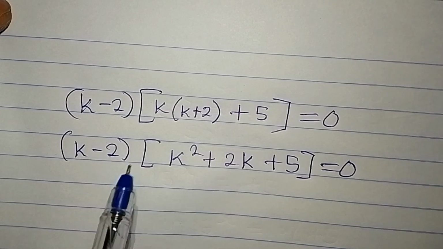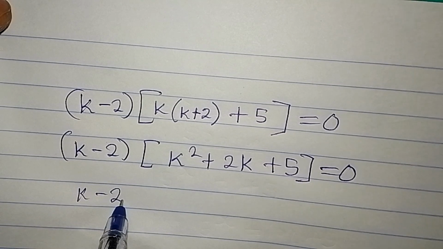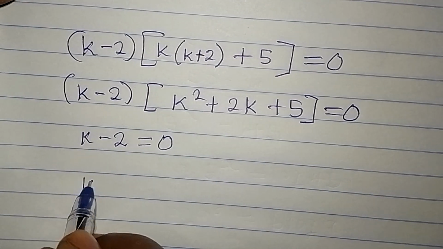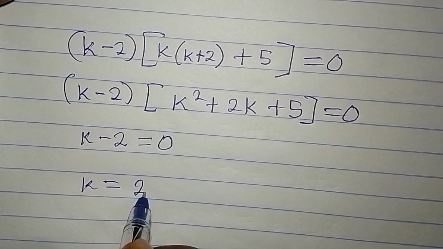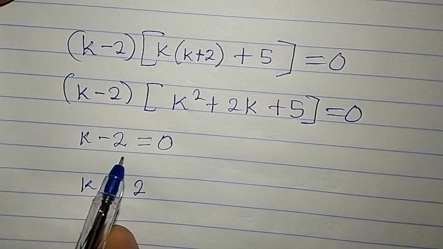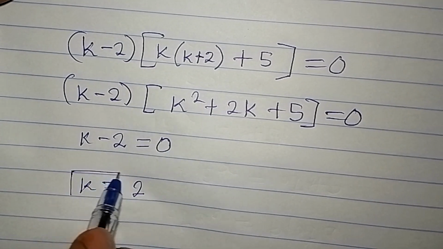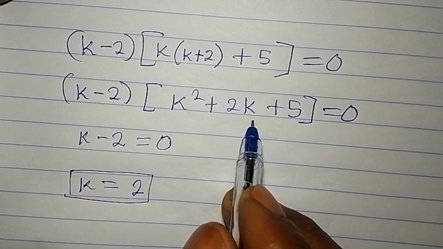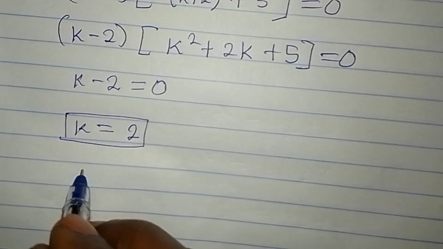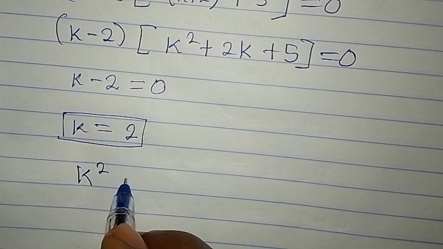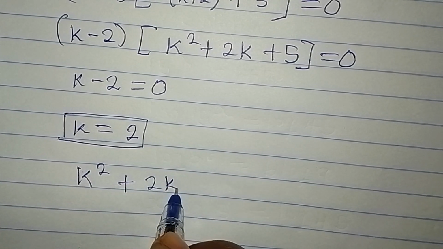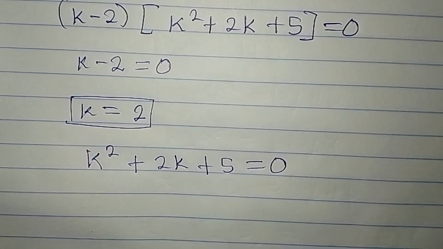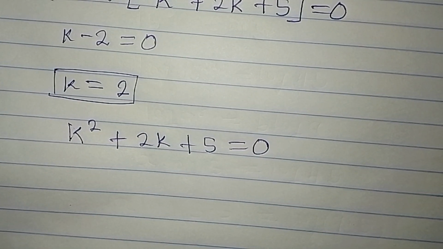Let's begin with this. K minus 2 is equal to 0, so that k will be equal to 2, because 2 minus 2 will give 0. So k is equal to 2, and it's a real solution. Now let's go straight to this quadratic expression. We have k squared plus 2k plus 5 equals 0. This is what we have, right?